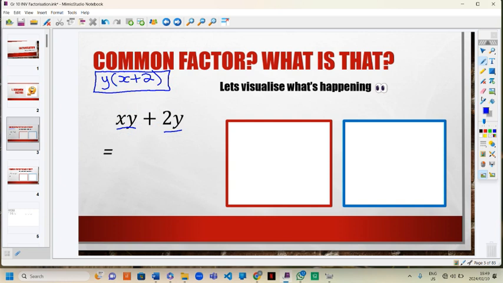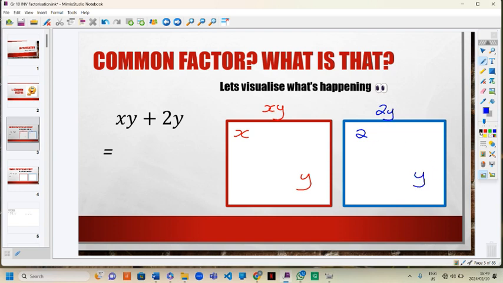Let's visualize this. If I take this box over here and call it the xy box, I've got an x and a y. And if I make this blue box 2y, I've got a 2 and a y. Now look in both of these boxes and tell me something that I can take out of both boxes. What can I take out that is the same in both?